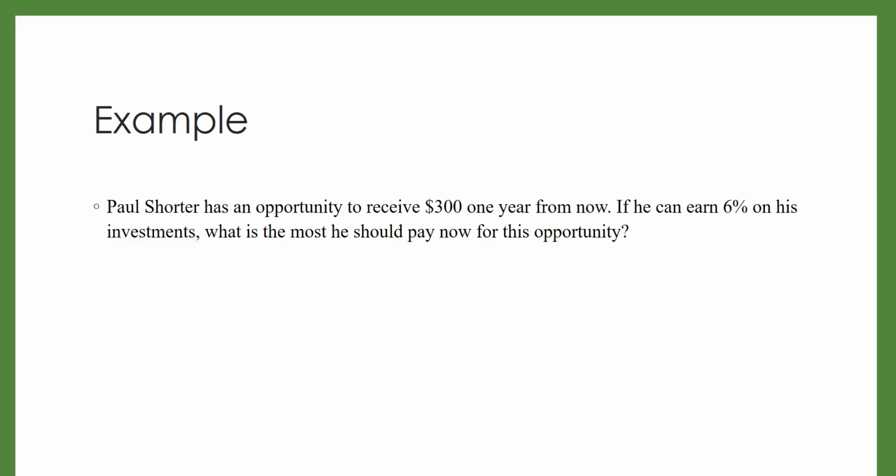So let's look at an example. Remember we said present value is equal to future value divided by 1 plus the rate raised to the number of periods. Paul has the opportunity to receive $300 1 year from now. He earned 6% on his investments. What is the most he should pay for this opportunity?